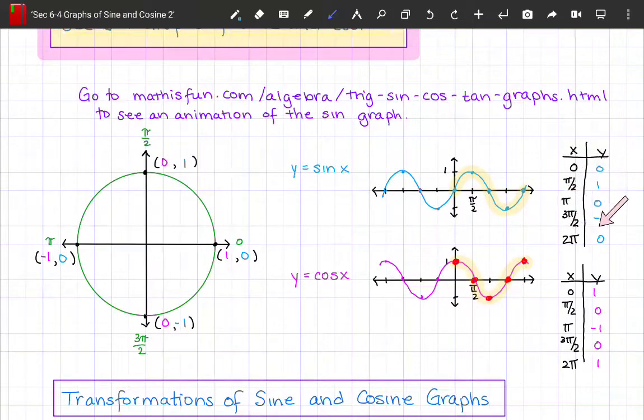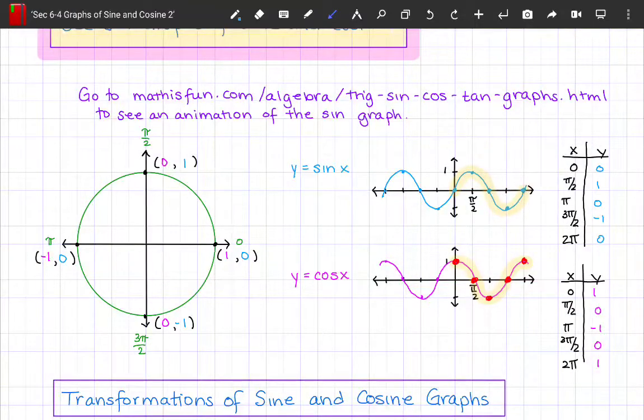Now if I go ahead and just make a table of values. Remember, the values of sine correspond to the y-coordinates on the unit circle. So at 0 radians, the y-coordinate is 0. That's where that came from. At pi over 2 radians, the y-coordinate is 1. At pi radians, the y-coordinate is 0. At 3 pi over 2 radians, the y-coordinate is -1. And then back at 2 pi radians, the y-coordinate is back at 0. And then it just repeats itself.